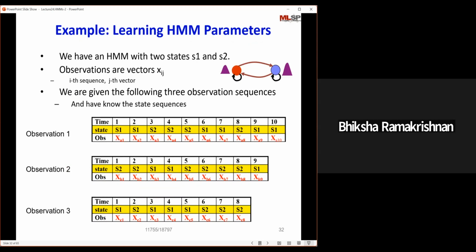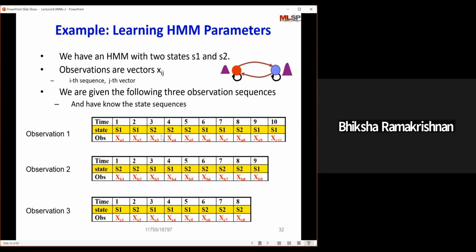So let's say I have this 2-state HMM, the red state and the blue state, right? S1 and S2. And these are the permitted transitions. From S1, you can go back to S1 or go to S2. From S2, you can go back to S2 or go to S1. And each of the states has a Gaussian probability distribution associated with it.